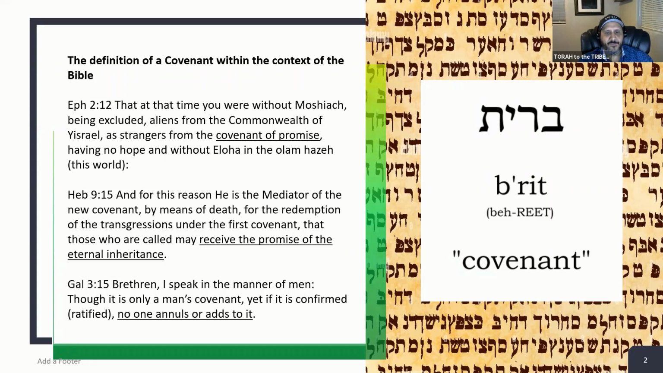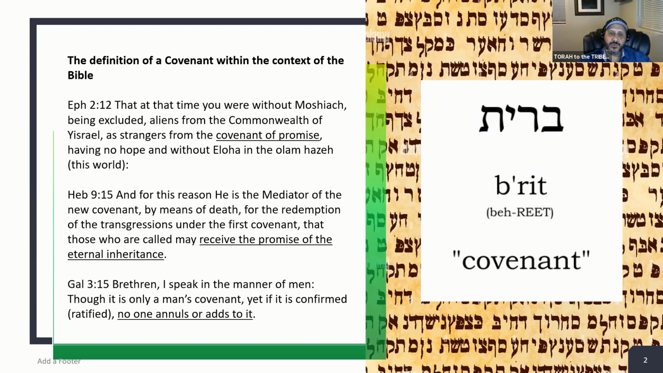Another definition of a covenant within the context of the Bible, including Ephesians, Hebrews, and Galatians. So now we're going to look at the word. What does the Bible, according to the New Testament, describe a covenant to be? We see here in the context of Ephesians and Hebrews how we can view what a covenant is.